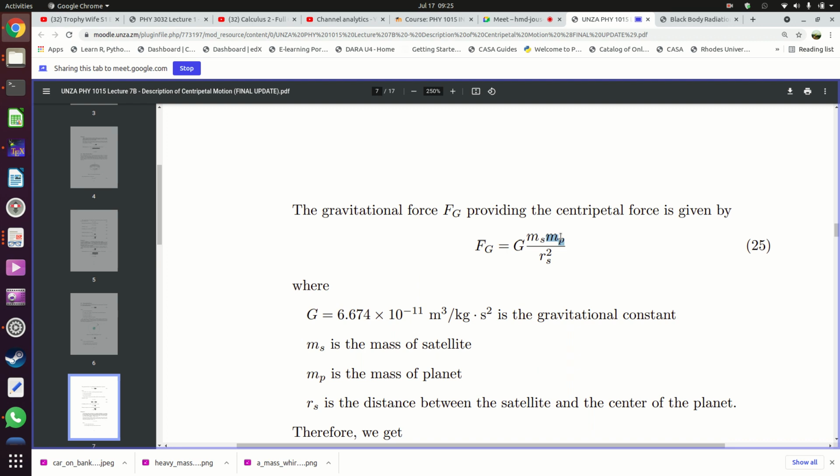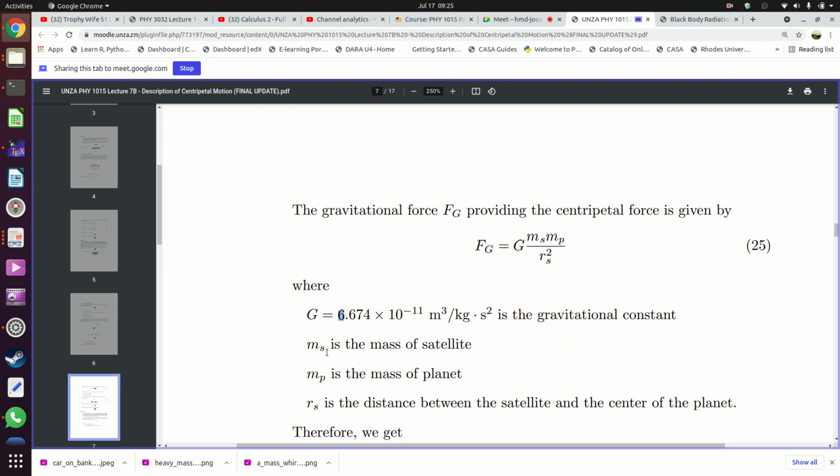For example, rich countries, the US, the United Arab Emirates, the Chinese, have sent satellites to Mars, and that's how they work. They stay around Mars like that using this expression. Okay, so where G is 6.674 times 10 to the power minus 11 meters cubed per kg per second squared.